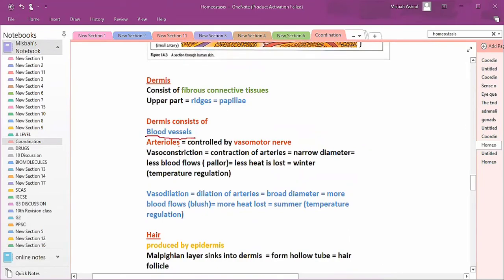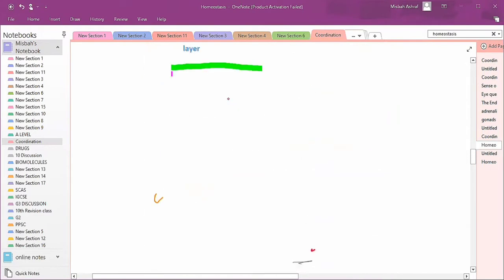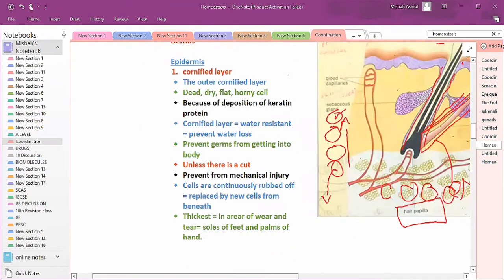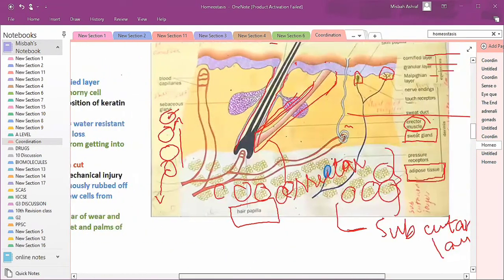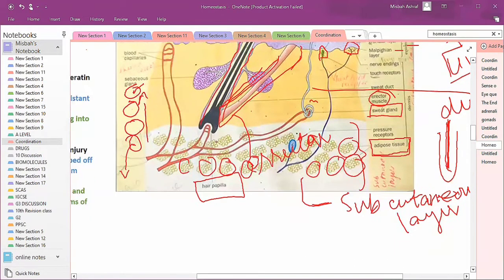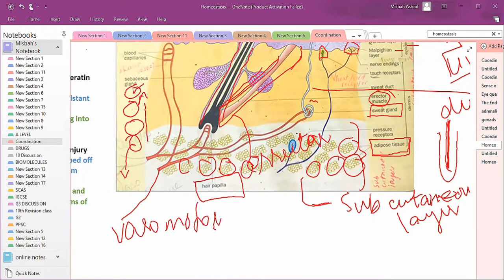Blood vessels, these blood vessels are actually being formed from the arterioles. Arteries divide to form arterioles. These are coming from the heart, and then they ultimately form the capillaries, which are in the dermal part of the skin. अच्छा बेटा, ये जो capillaries हैं, these are guided by vasomotor nerve. इनकी जो contraction है, relaxation है, that is guided by vasomotor nerve.